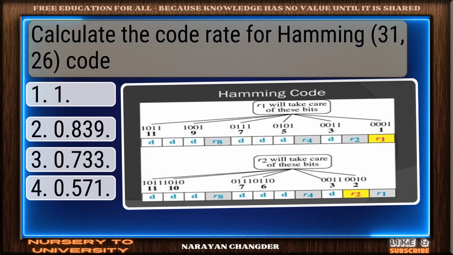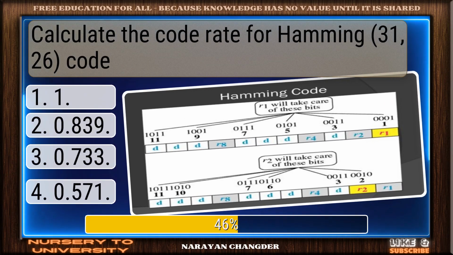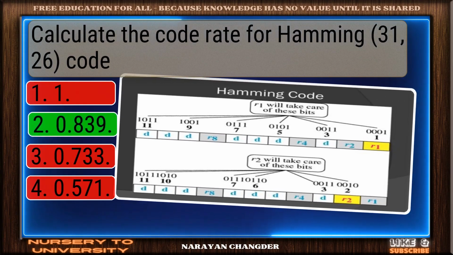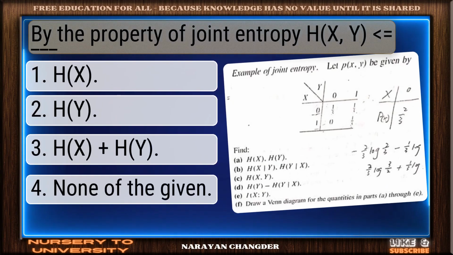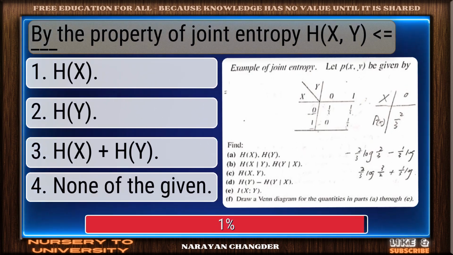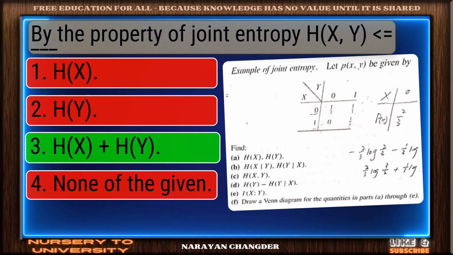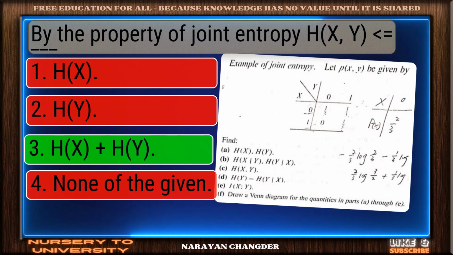Calculate the code rate for Hamming code. Nice work. You chose 0.39, and it is correct. By the property of joint entropy, H(X,Y) equals dash. Correct response. H(X) plus H(Y|X) is the most accurate answer.